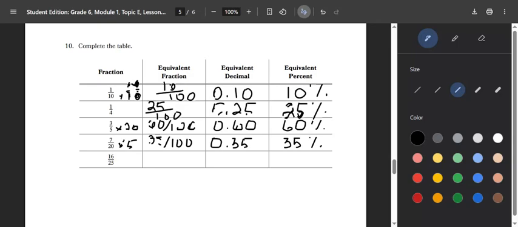The next one is 16 out of 25. Well, to get the denominator 25 to be 100, I just have to multiply the 25 times 4. But then I also have to multiply the 16 times 4. And 16 times 4 is 64. So that's 64 out of 100. And 64 out of 100 is 64 hundredths. And the equivalent percent there is 64%. I hope you're paying attention because that's not written too clearly.